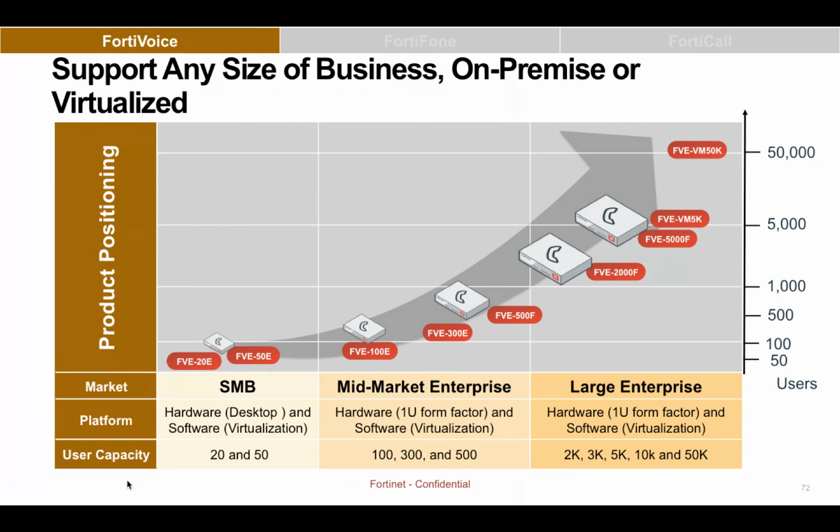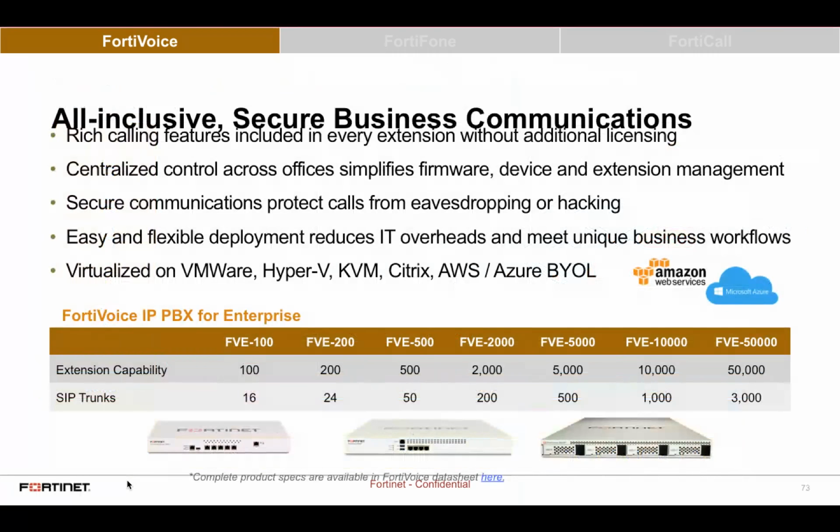So it's a choice whether the customer wants to have them on a hardware appliance or a VM platform. One keynote here, just to remember the number of extension capabilities. As I referred to earlier, FEE 100E supports up to 100 SIP extensions with 16 SIP trunks. 200 supports up to 200 SIP extensions and 24 SIP trunks.